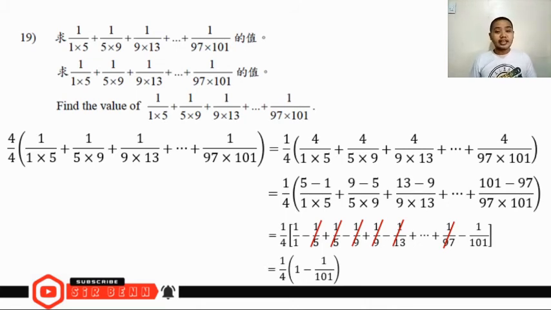Simplifying inside the parentheses, 1 minus 1 over 101 is 100 over 101. And then multiplying these two fractions, 1/4 times 100 over 101, we can do cancellation on this one. So that will be 25. So the answer here will be 25 over 101.